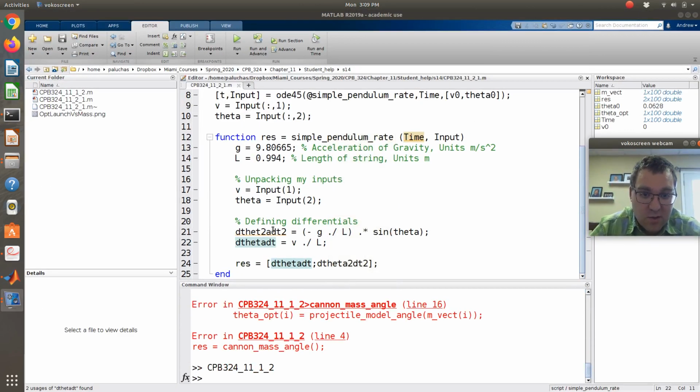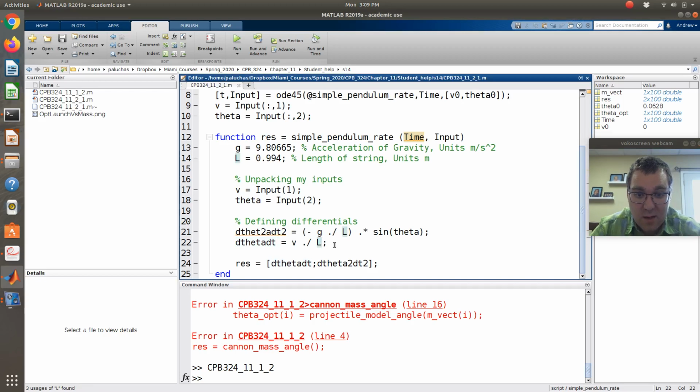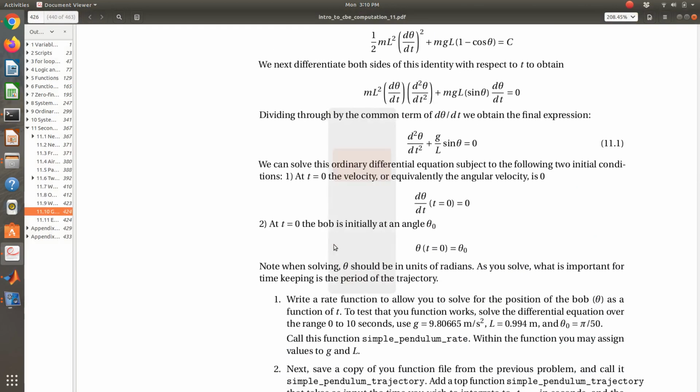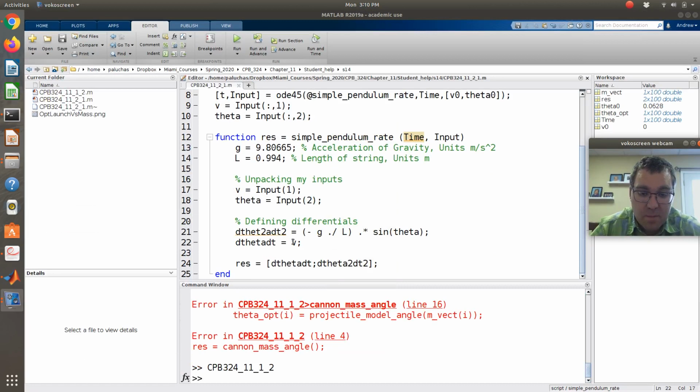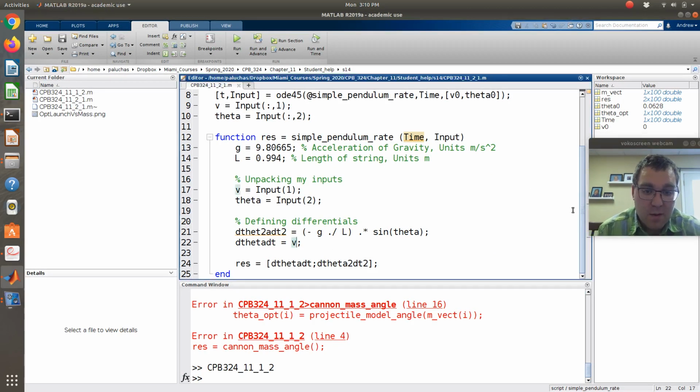So this is essentially dv dt is negative g over L times sine theta, but then d theta dt will just be equal to v. Okay, all right, yeah. It's just how I'm defining v, right? v in this case is not the true v. It's just the rate of change of theta, but that should be it. Then packing them up.